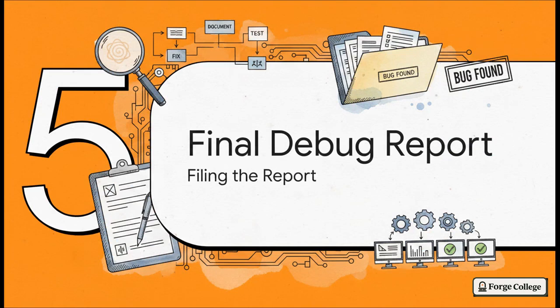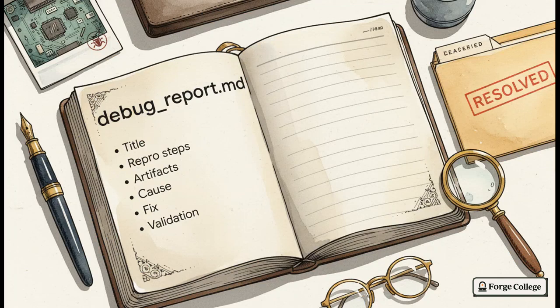Moving to Section 5, the final debug report, filing the police report. So you've investigated, found the bug, and fixed the code. Are we done? Absolutely not. A good detective always files their paperwork, right? We need to document this investigation so the issue is completely reproducible for your teammates and, of course, for your automated systems. You should create a really simple markdown file.